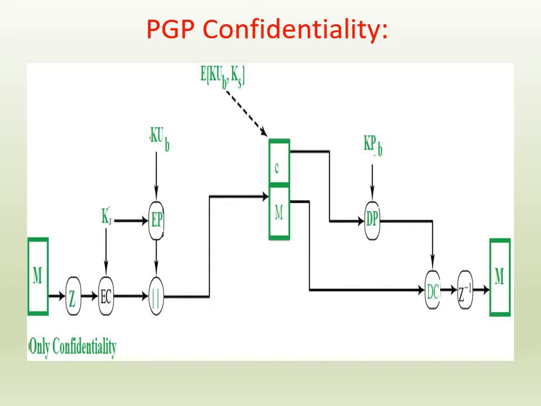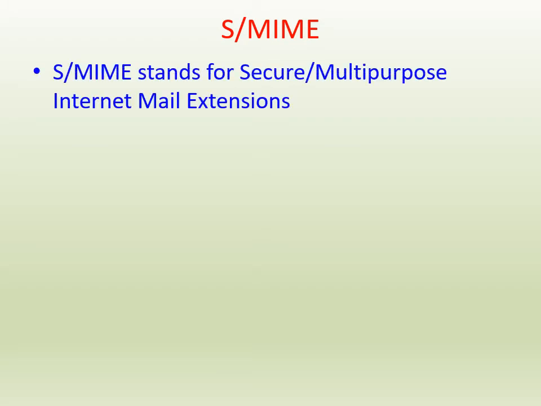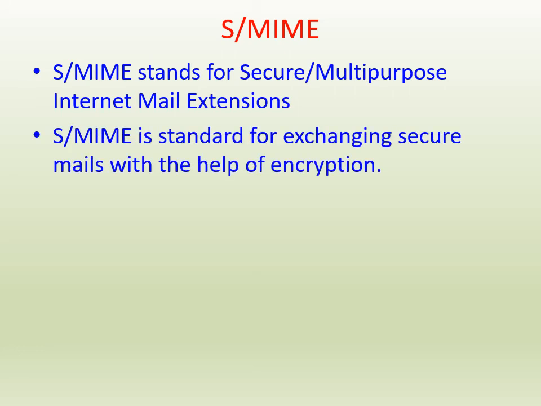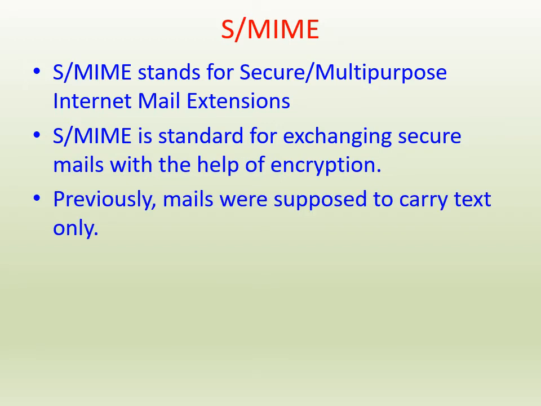Let's move towards the next standard of email security, which is S/MIME. S/MIME stands for Secure Multipurpose Internet Mail Extension. It is a standard for exchanging secure mail with the help of encryption. Previously, mails were supposed to carry text only, but S/MIME provides support for varying content. It is supported by major email programs like Outlook and Netscape.